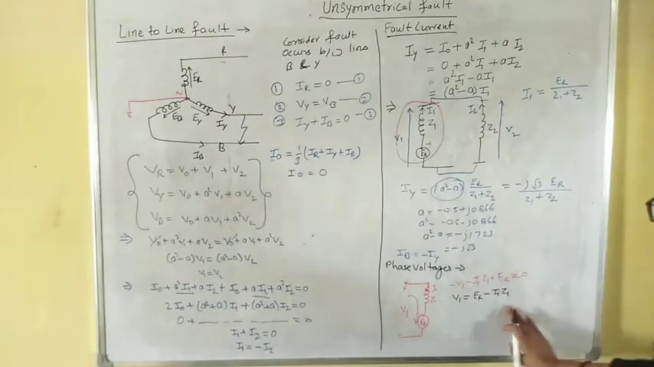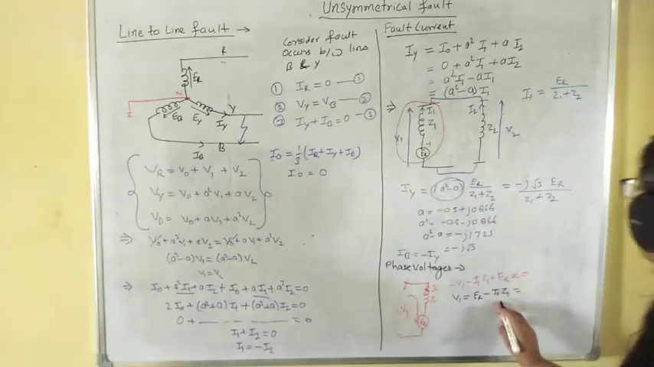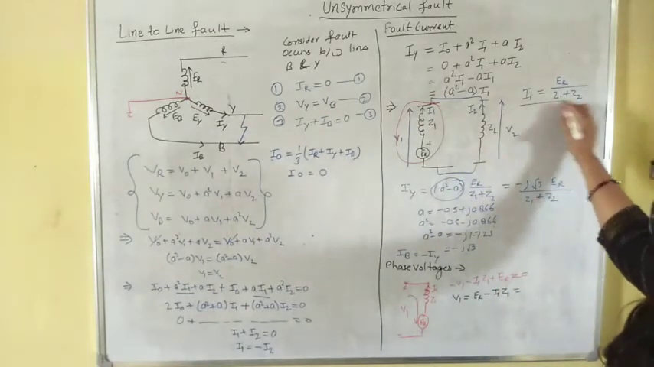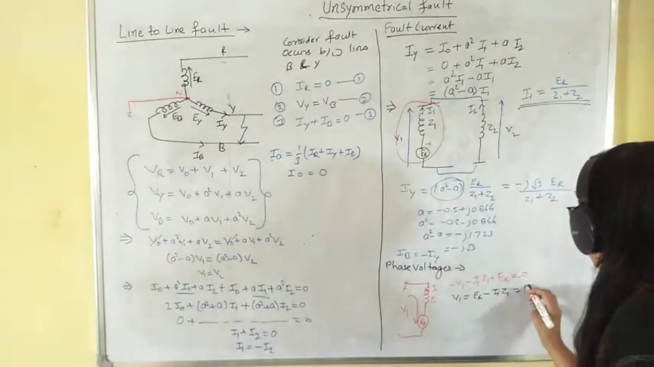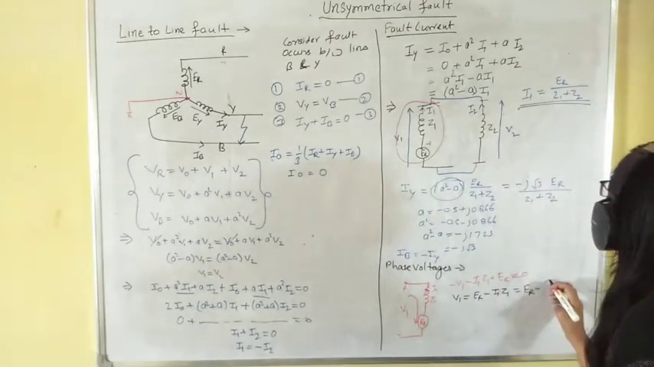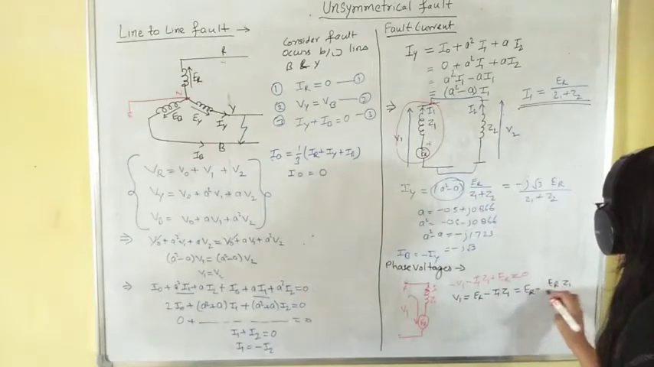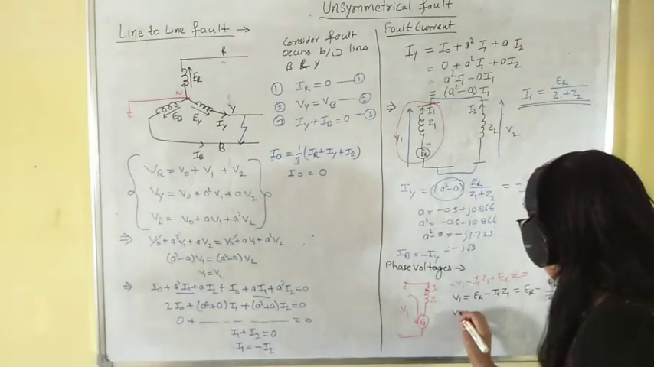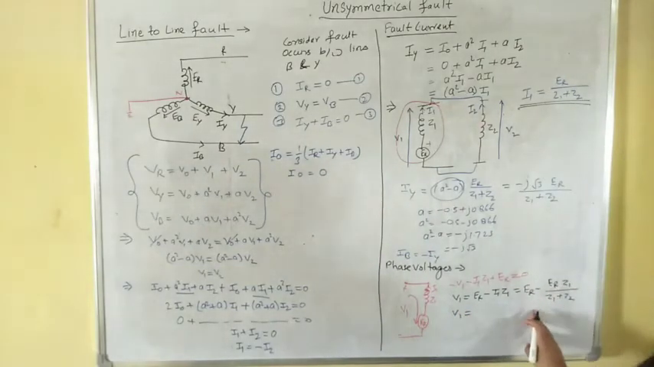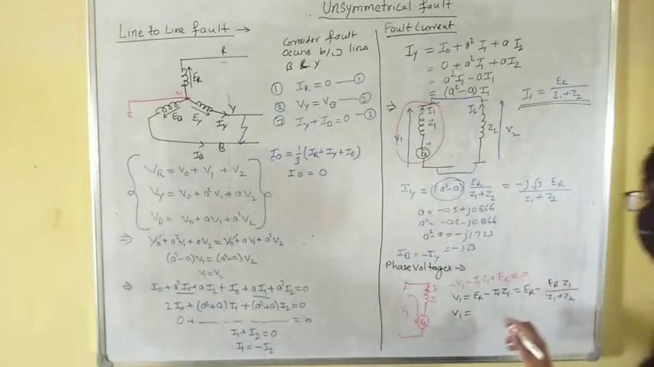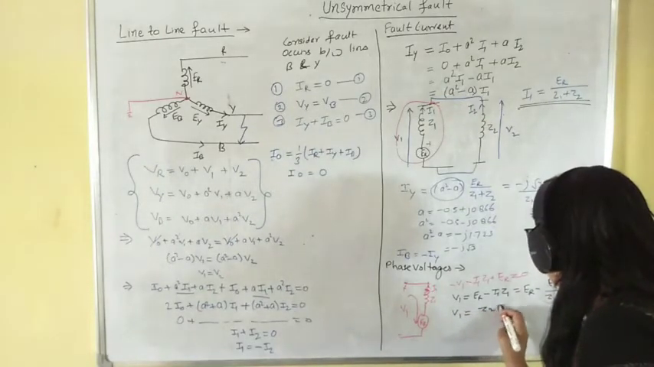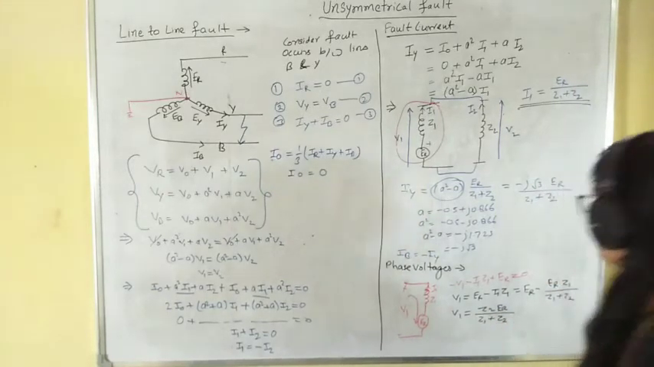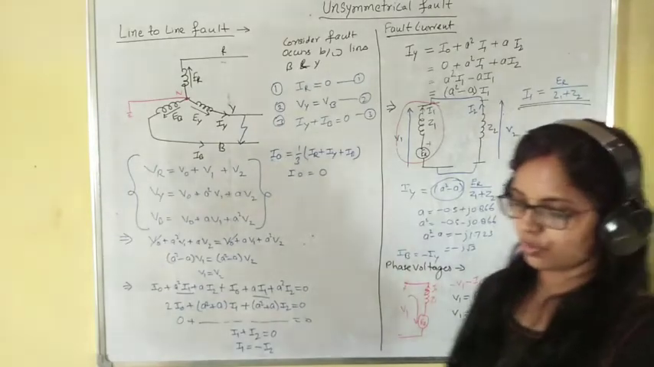Okay. Now we know what I1 is. I1 we have calculated already. Put this value here. It will be ER minus ER Z1 upon Z1 plus Z2. So when we solve this, what do we get? ER Z1 will be cancelled out. We will get only Z2 here. Z2 ER upon Z1 plus Z2. This is the positive sequence voltage.